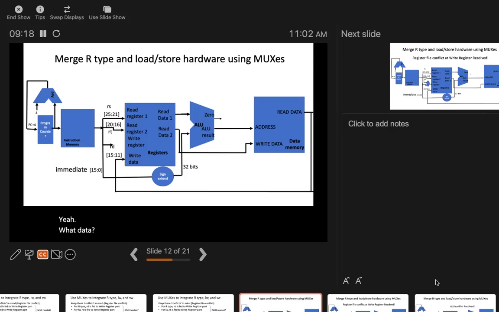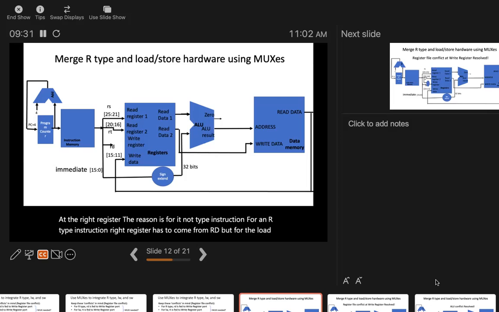First, think about resolving the contention right here at the write register. The reason is, for an R-type instruction, write register has to come from RD. But for the load word instruction, it has to come from RT. Let me repeat that one more time. For R-type instruction, write register should come from RD, but for load word instruction, it actually comes from RT. So here's the contention which has to be resolved. So how would you resolve it?